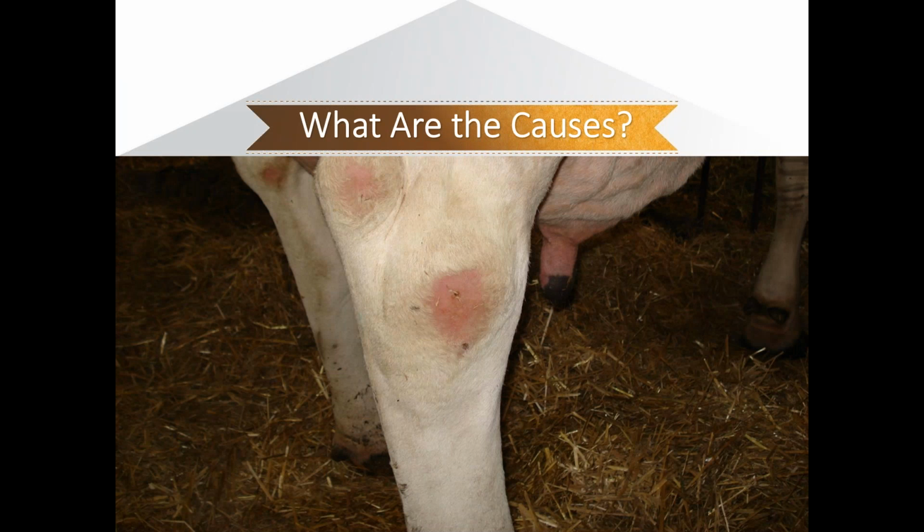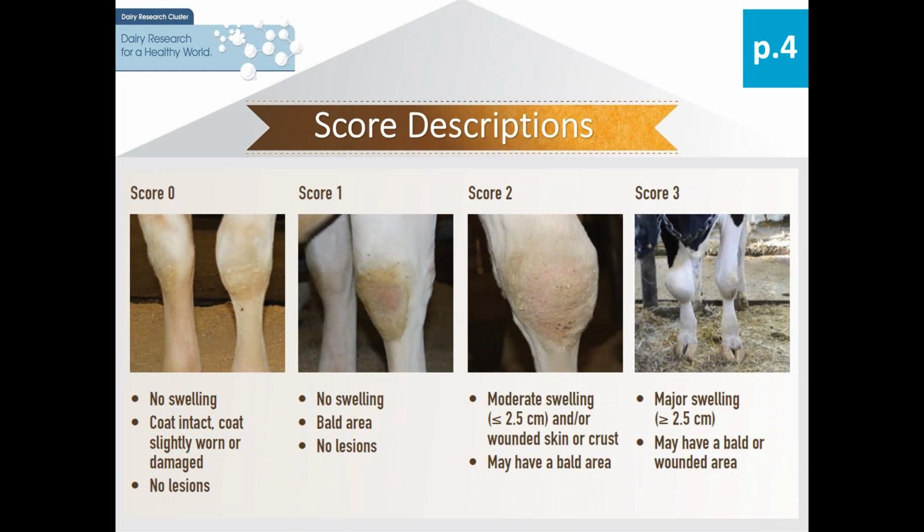Okay. And so we've dealt with the hocks. Next is the knees, and so the knees of the cows is basically a similar scoring system on a scale of 0, 1, 2, and 3, where a score of 0 is, again, no swelling, no hair loss, no lesions. A score of 1 is where we might see some hair loss, again, no swelling.